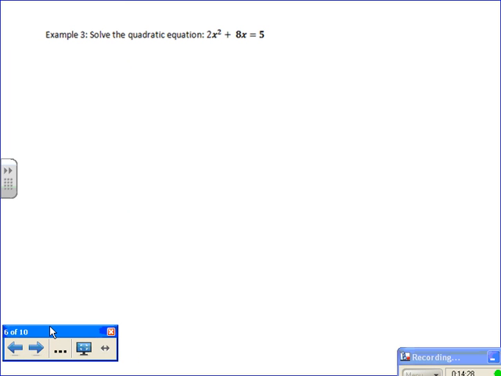Okay, here's a quadratic equation. 2x squared plus 8x equals 5. Again, I want to start by getting it into standard form. If I'm going to use the quadratic equation, I have to get into standard form. And let's remember what our standard form is. Standard form is y is equal to ax squared plus bx plus c.